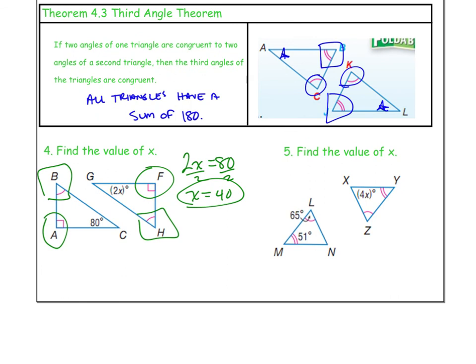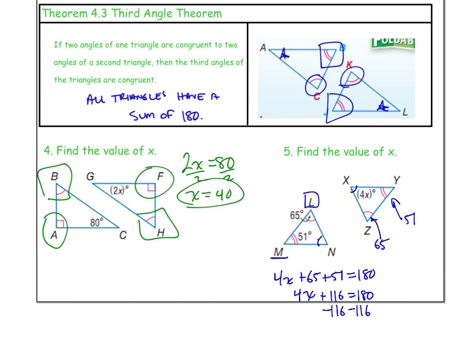Number five, a little bit of a challenge. So L is 65, which makes Z 65. M is 51, which makes Y 51. Okay, so angle N and angle X are going to be the same. But 4X plus 65 plus 51 is going to equal 180. So that's going to be 4X plus, let's see, 116 equals 180. So subtract 116. 4X is going to equal 64. Little division. X will equal 16. Okay, so the angle would be 64 degrees, but X is going to be 16.